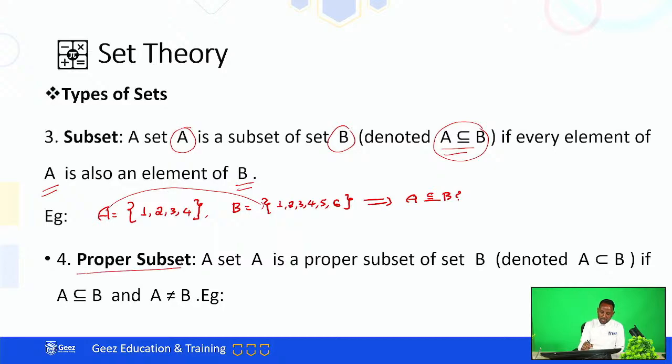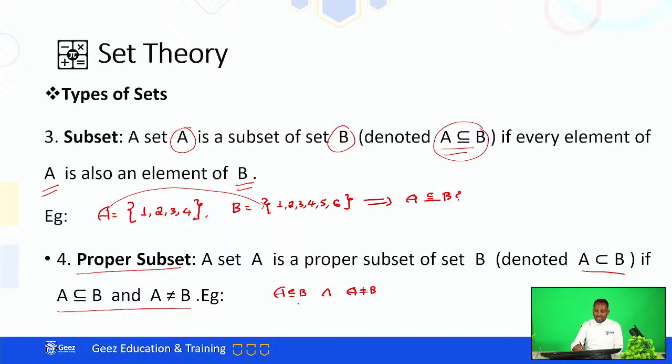Now let's come to see a proper subset. So by definition, a proper subset has this definition. A set A is a proper subset of B, which is denoted by A proper subset of B, if A is a subset of B and A is different from B. A subset of B and A is different from B. What does this mean?